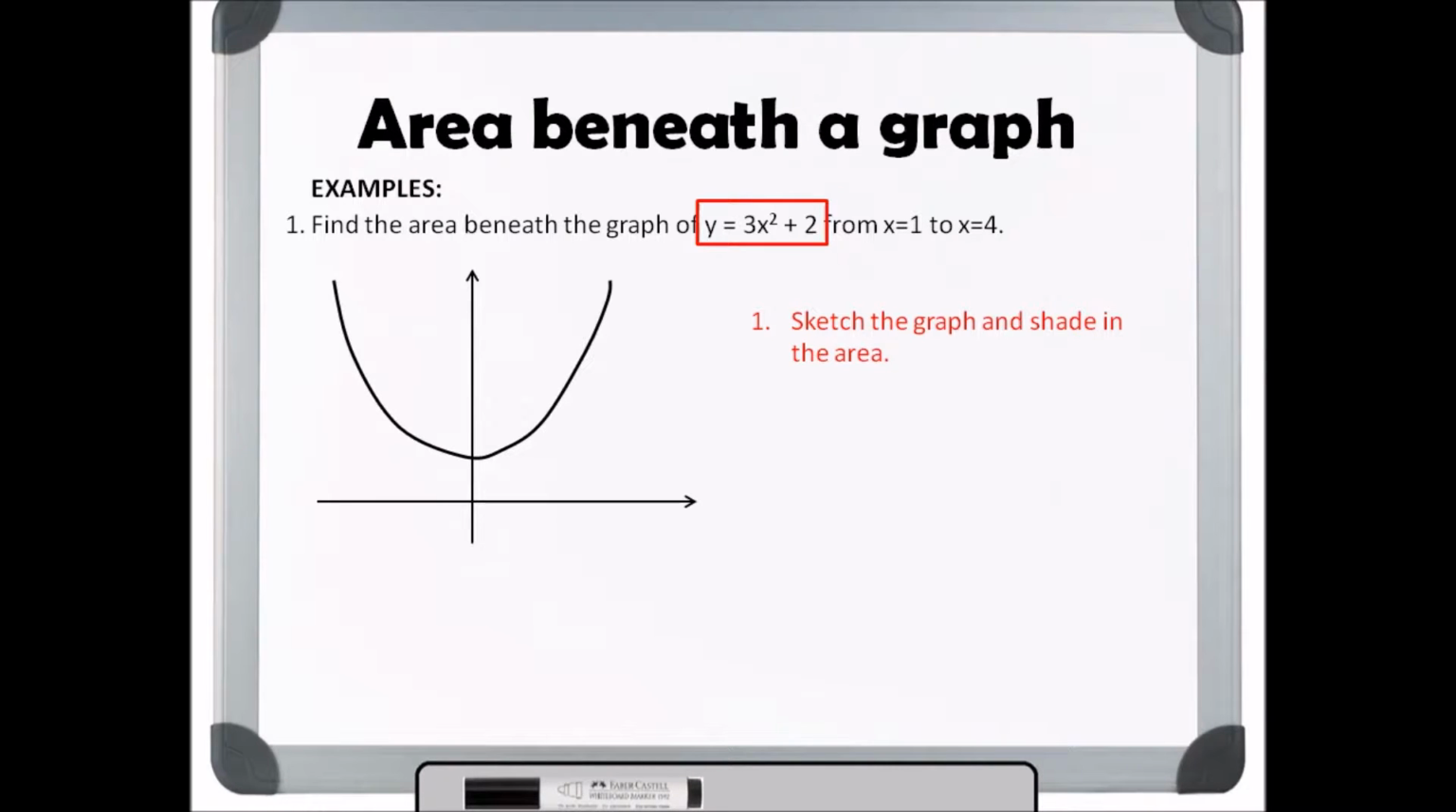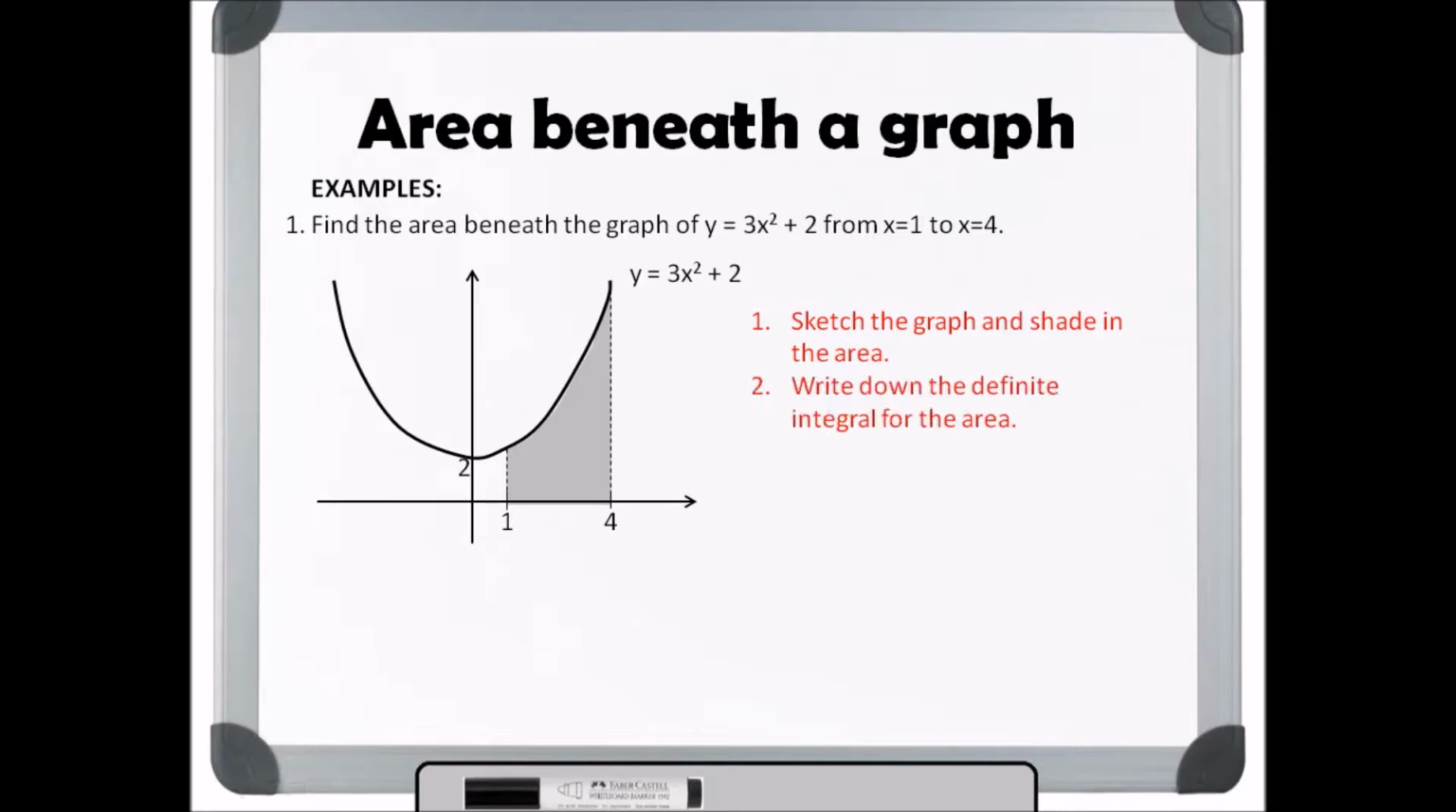We also need to sketch in the key features of this graph, which include the y-intercept at 2. And finally, do not forget to label the graph with its equation, as it would help with the identification process later on in this question. Okay, the next thing we need to do is shade in the relevant area, which applies from x equals 1 to x equals 4. And here is how we can shade it in.